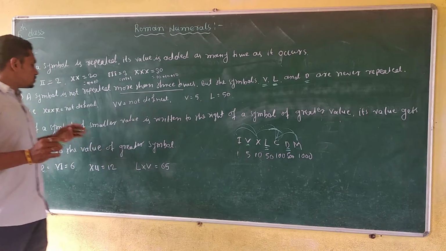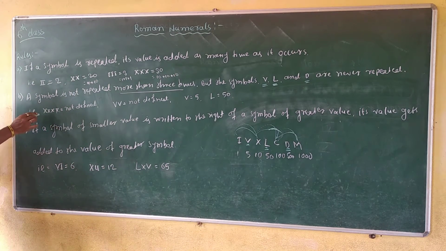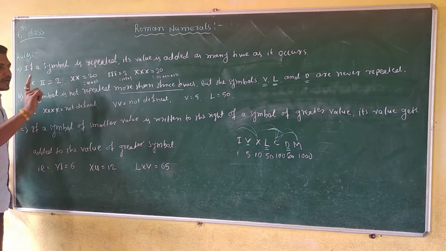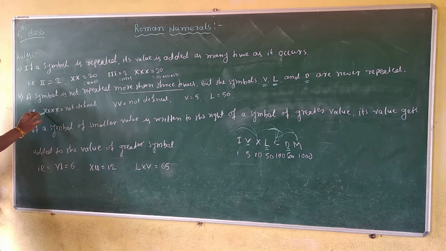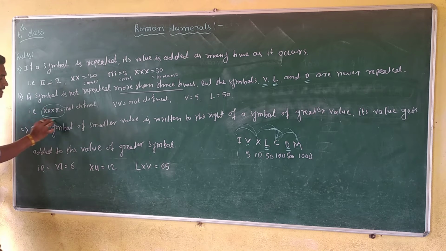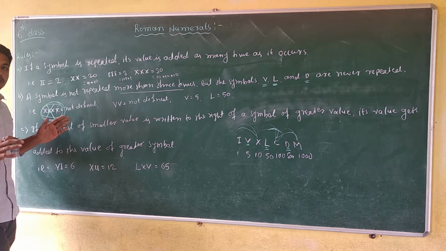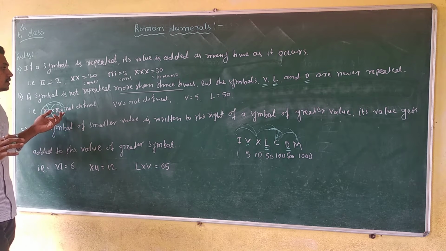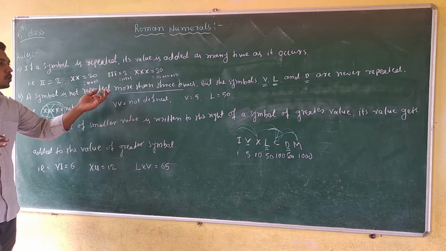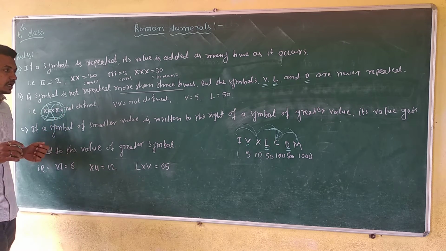See here, this is an example. A symbol is not repeated more than 3 times. Here X, X, X, X is repeated 4 times, so it is meaningless. It is not defined as a number. You can't write a symbol repeated more than 3 times.